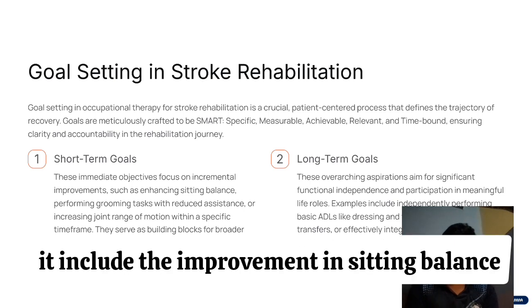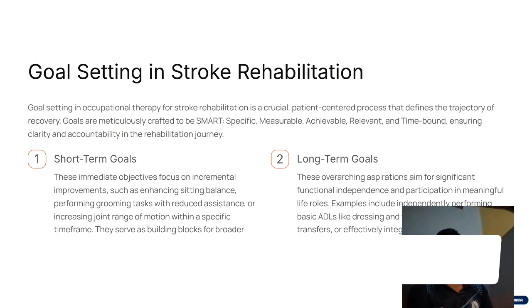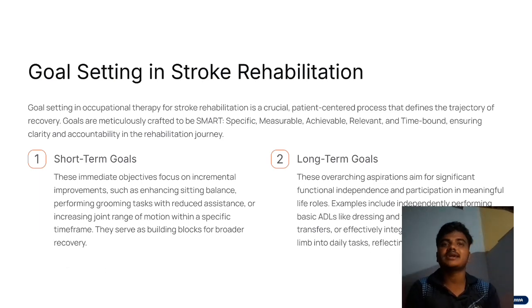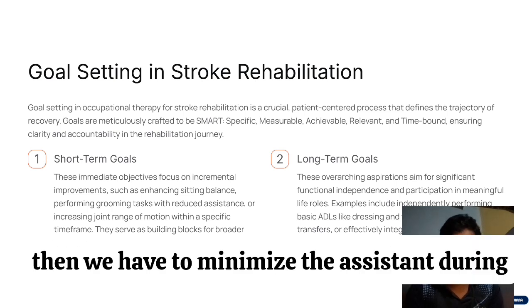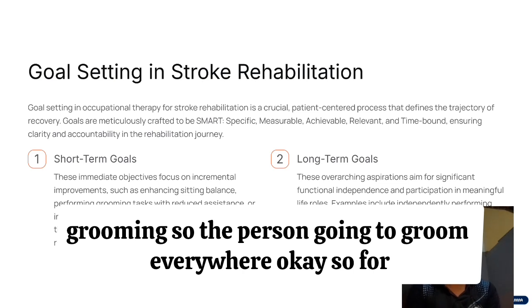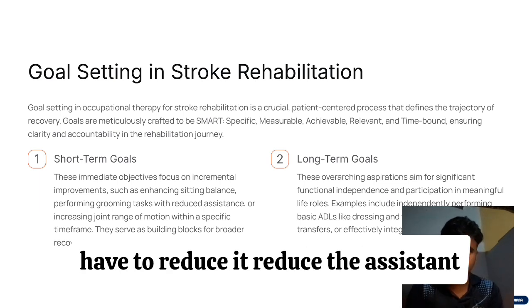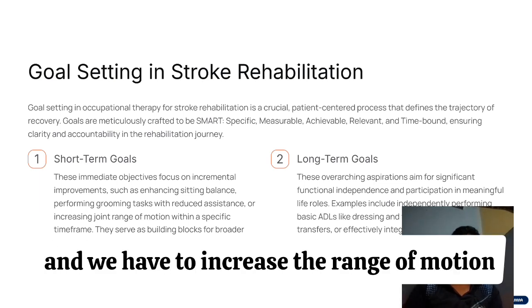Short-term goals include improvement in sitting balance. First of all, we have to focus on the sitting balance, right? The person can't even make a correct posture and correct sitting, so we have to focus on that first. Then we have to minimize the assistance during grooming. The person is going to groom themselves, but for that the person needs assistance at first. So we have to reduce the assistance, and we have to increase the range of motion.